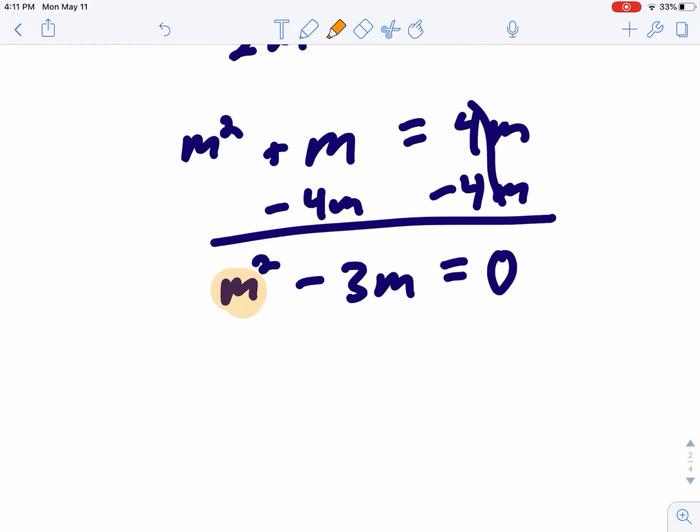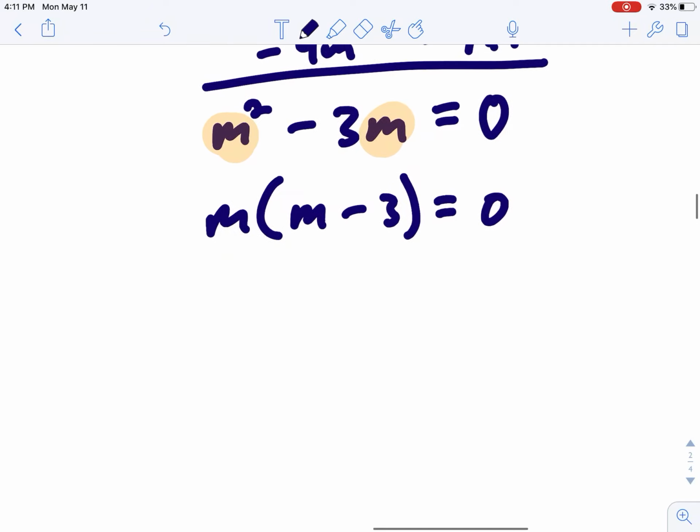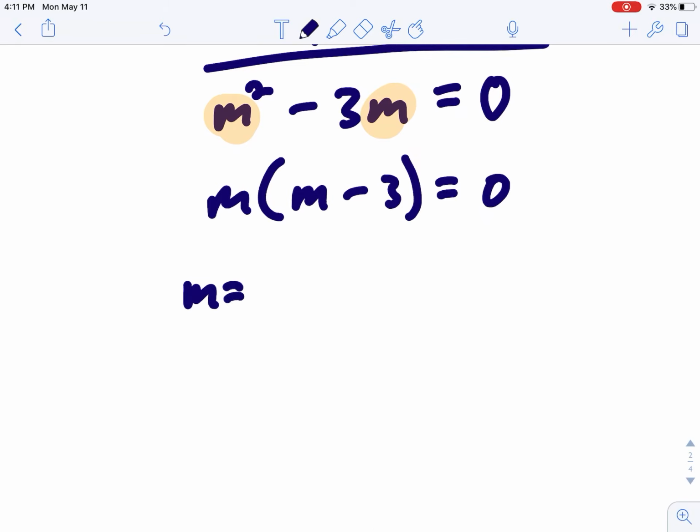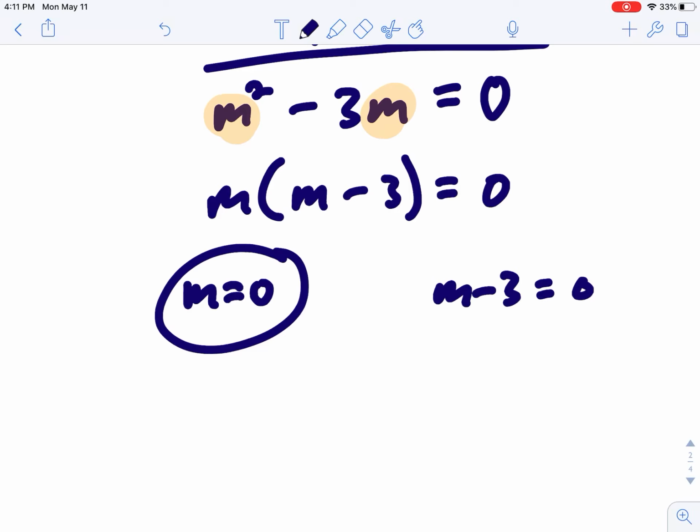I can factor out a common m. That gives me m minus 3. Set each factor equal to 0. M equals 0. M minus 3 equals 0. This is already solved. The m is isolated. Add 3. M equals 3.